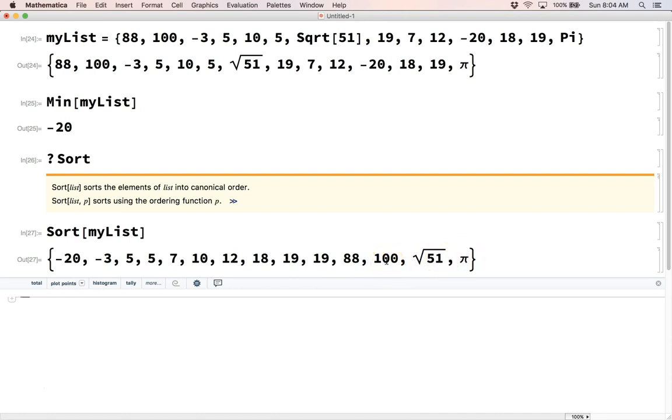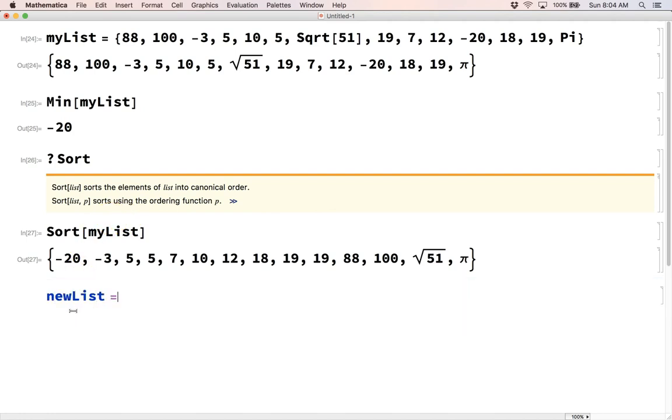this canonical order? And the problem is that Mathematica is treating these integers differently from how it's treating these expressions. And if we were to go deeper into the documentation in Mathematica by clicking on these arrows here, then we would see more about that. But I don't care so much about what it's doing here. What I care about is how to fix it. So let's make a new list. Let me call it newList.